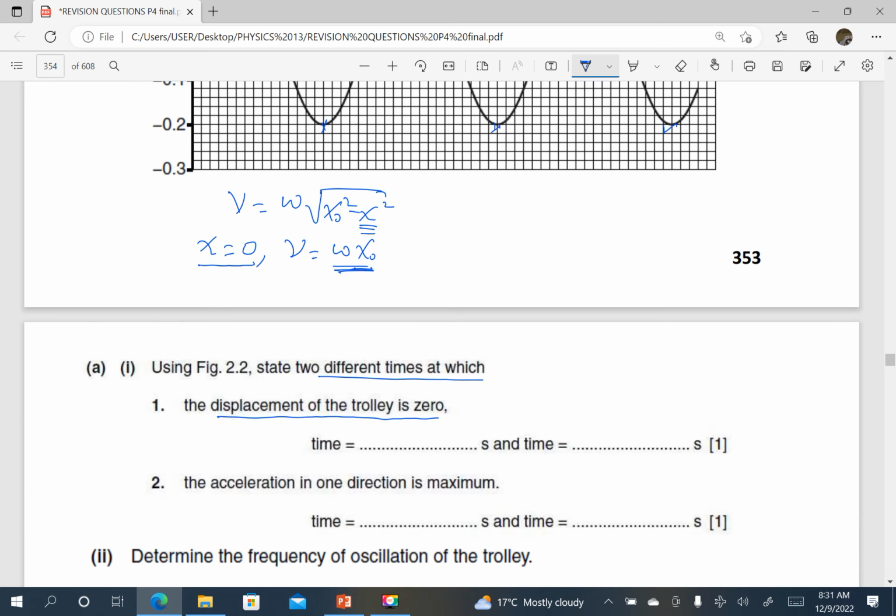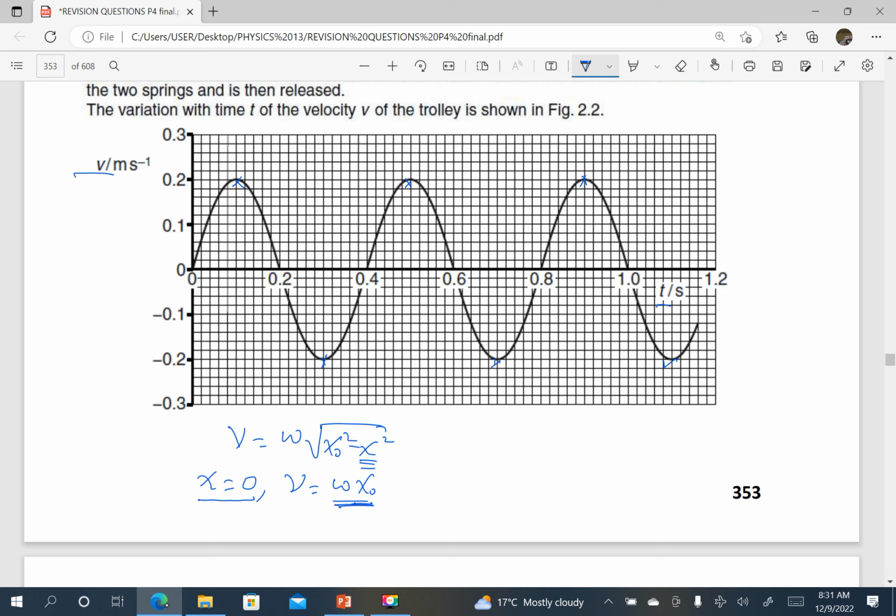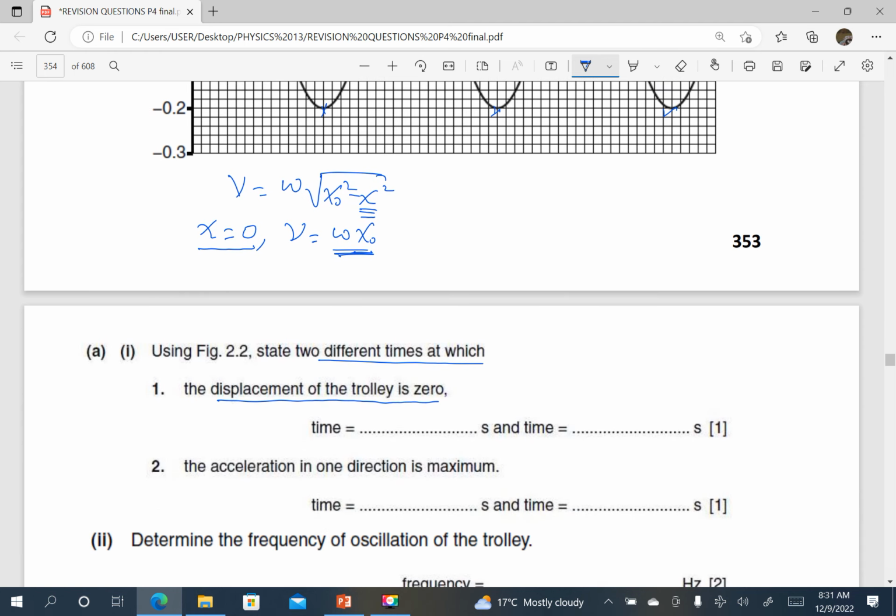So the question is telling us to state two different times at which the displacement of the trolley is 0. So you can start with 0. I think this is 0.1, 0.3, 0.5, 0.7, 0.9, 1.1, all those values of time. All those values of time, you just choose two of these values.